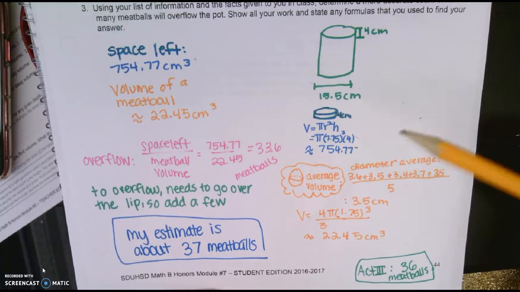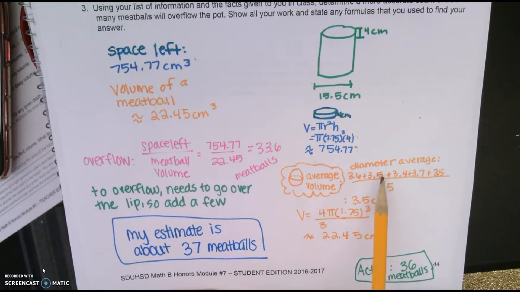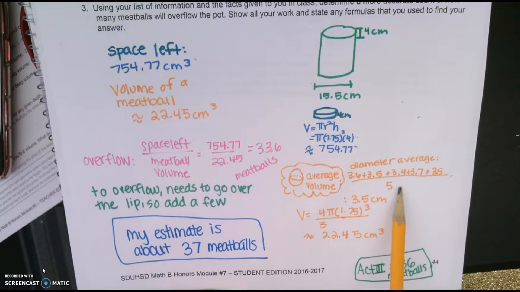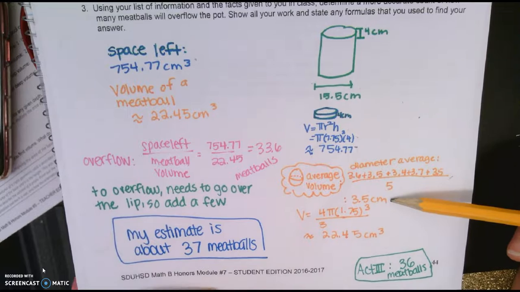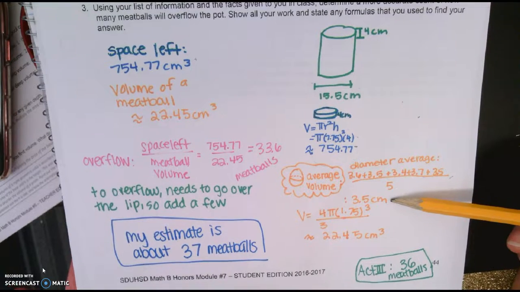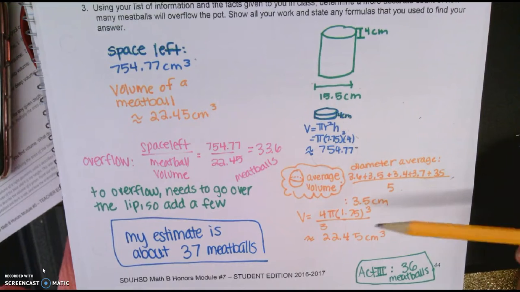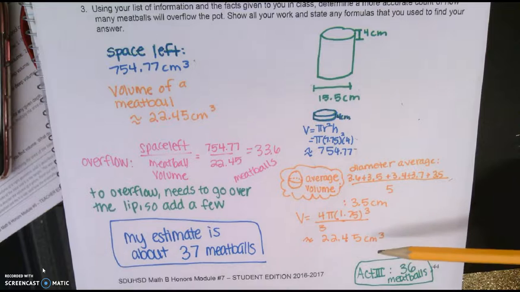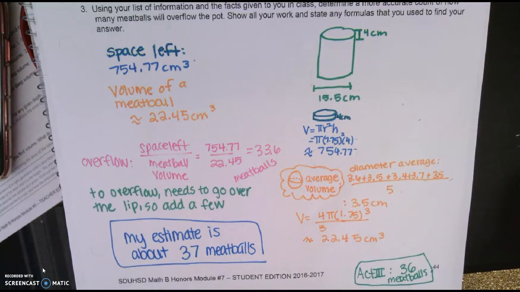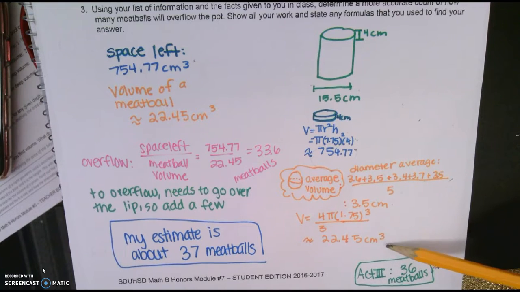So after I calculated the volume of the space left, I needed to calculate the average volume of the meatballs. To do that, I had to calculate the average diameter. So I added all the diameters provided and divided by 5, because that's how you find an average. From there, I found the average diameter of the given meatballs to be 3.5 centimeters. I used the volume equation for the volume of a sphere, 4/3 pi r cubed, to calculate the average volume of my spherical meatballs, to get about 22.45 cubic centimeters per meatball.